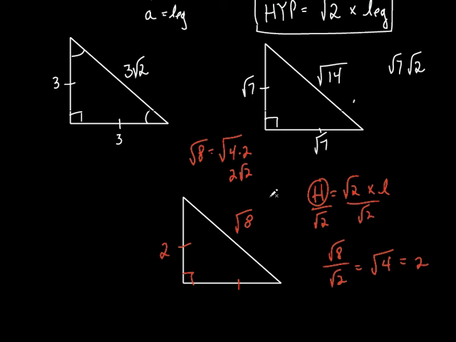Yeah? All right. I know I'm going a little fast, but you've got it recorded. You can always go back and watch it again. So use that to your advantage. So of course, if this is 2, what's this? That's 2 as well. Do you agree?